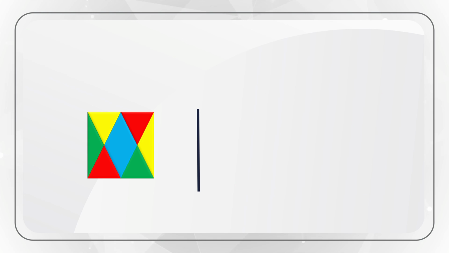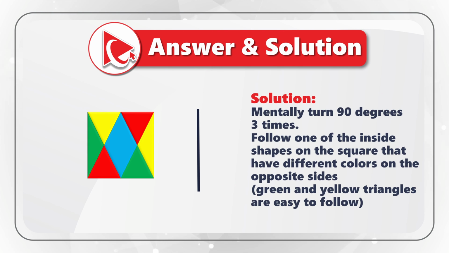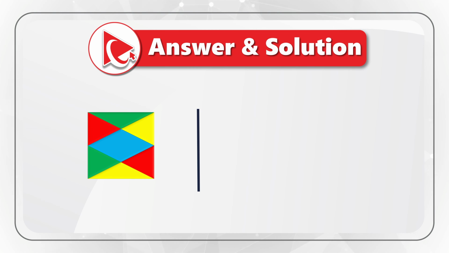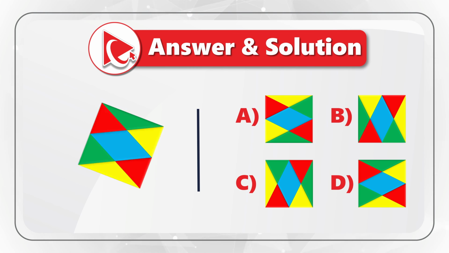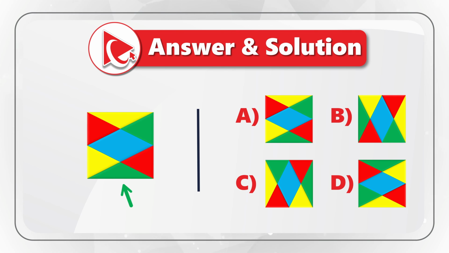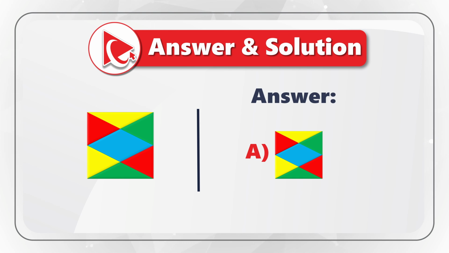Let's take the original square, and I am going to follow the green triangle on the left. Let's do the first turn 90 degrees. You see that the green triangle ended up on the top. Let's do another turn. We follow the same green triangle, and now it's on the right side. And the last 90-degree turn, our green triangle ended up at the bottom. So the correct choice here is choice A, where green triangle ended up on the bottom.